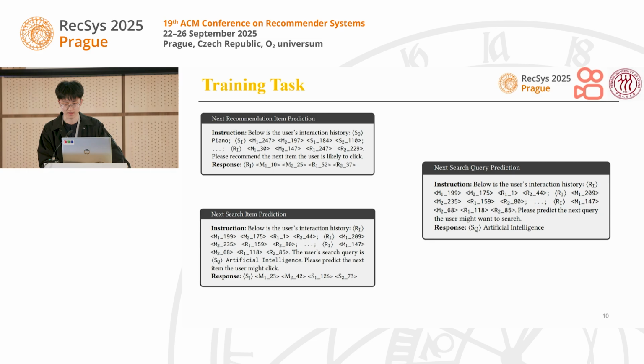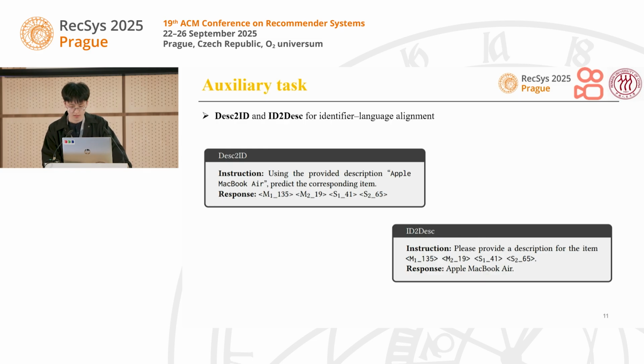After the identifiers are well trained, we design different training tasks to adapt the generative model to both search and recommendation. These tasks include 3 key ones: next recommendation item prediction, next search item prediction, and next query prediction, all aimed at helping the model learn the distinct requirements for search and recommendation tasks.